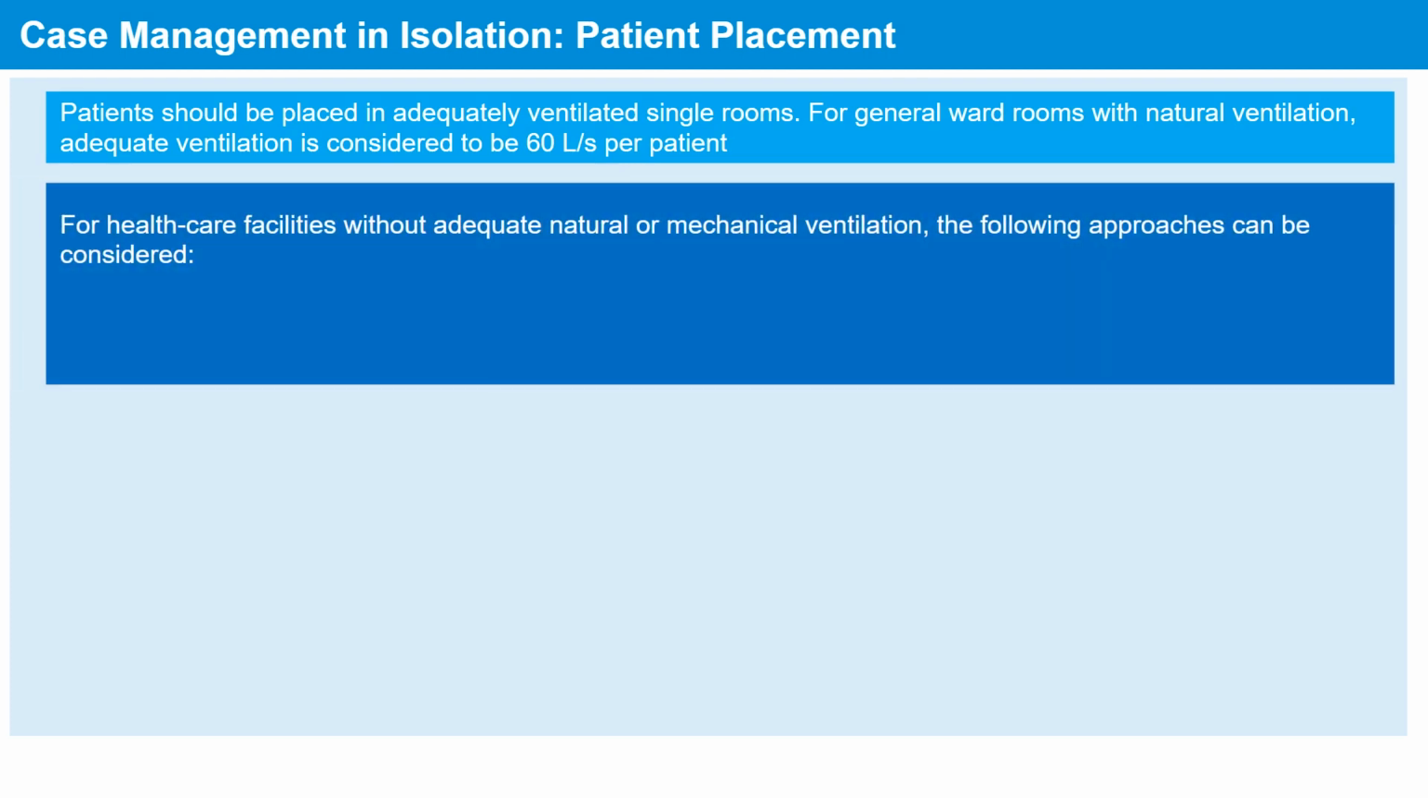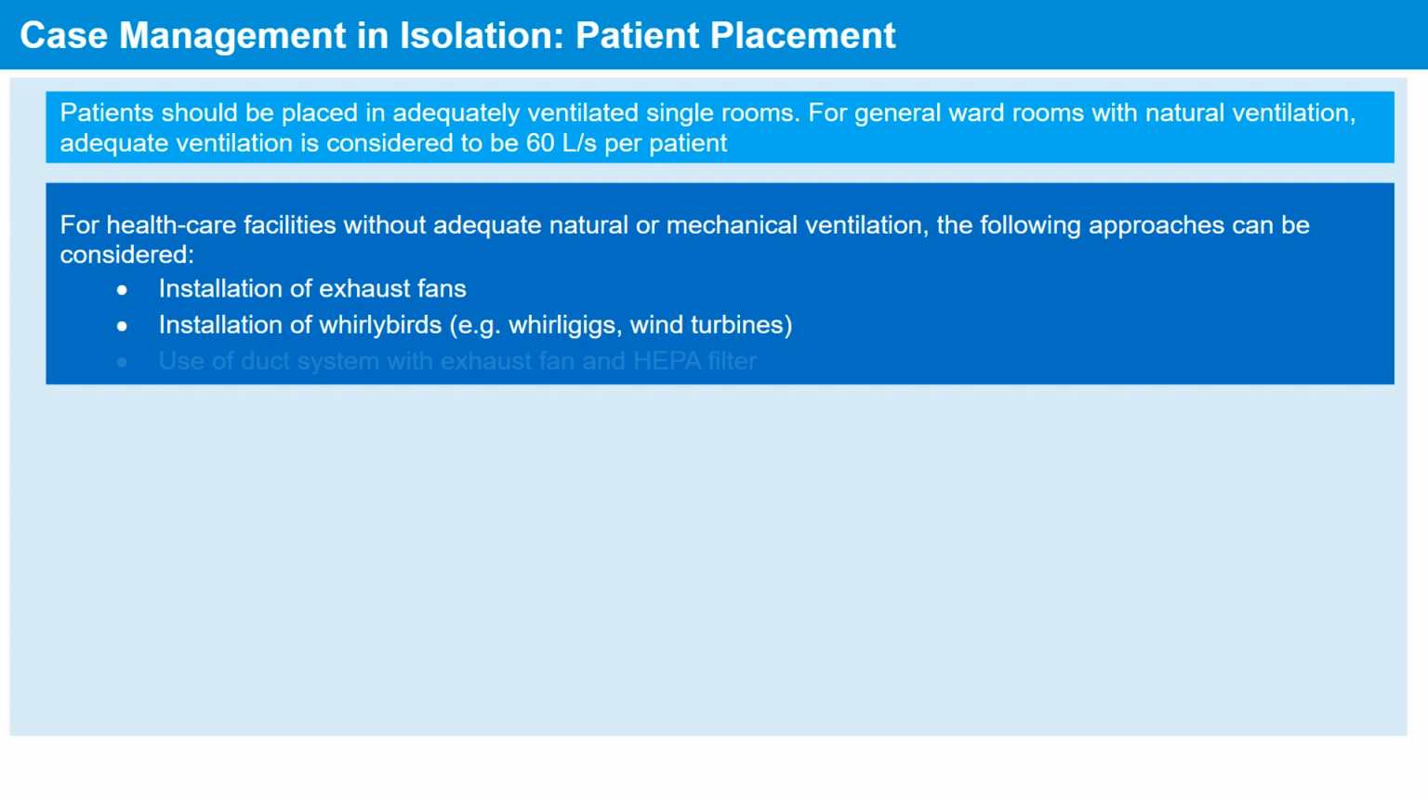For healthcare facilities without adequate natural or mechanical ventilation, the following approaches can be considered: installation of exhaust fans, installation of whirlybirds, for example, wind turbines, etc., and use of a duct system with exhaust fan and HEPA filter.